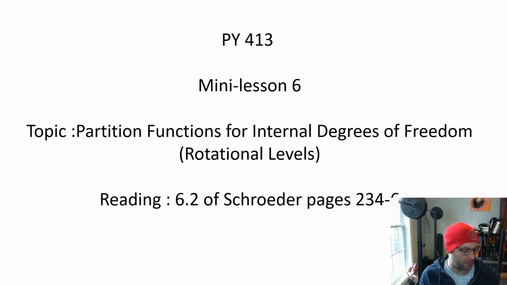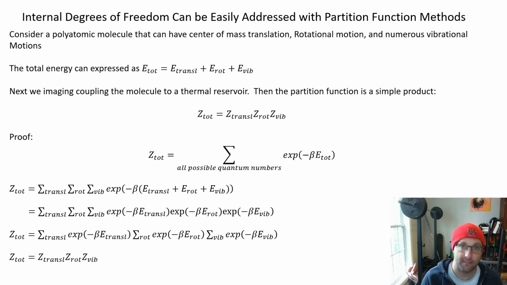But let's do some physics, which is easy to do while sitting down. So we're going to talk about partition functions for internal degrees of freedom, and specifically in this lesson we'll focus on the example of rotational levels. The rotational level part is coming mostly from section 6.2 of Schroeder, pages 234 to 236.